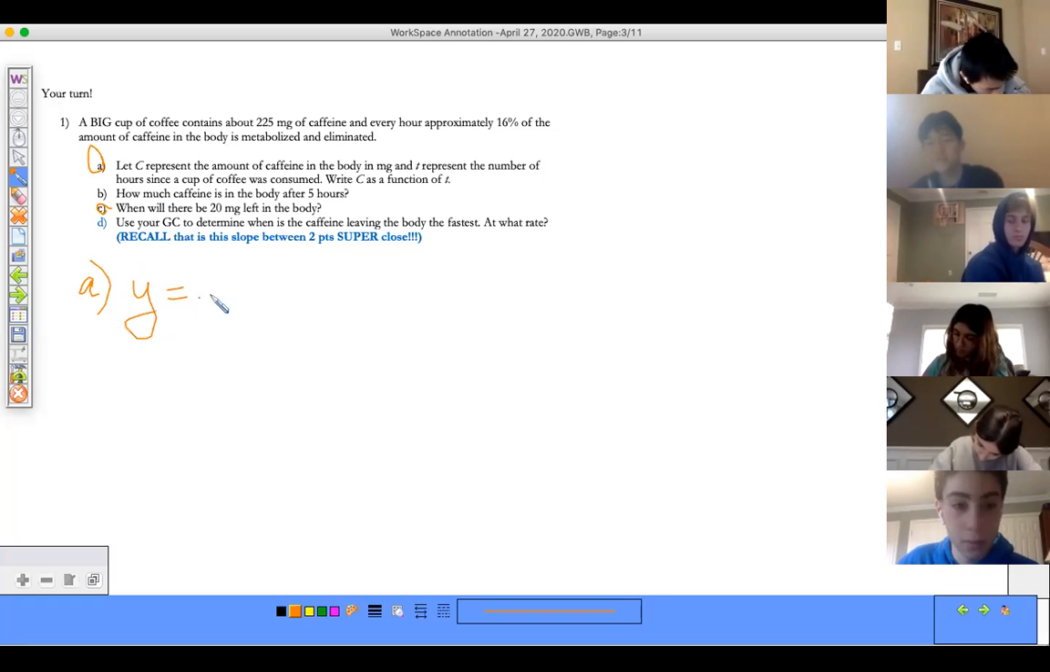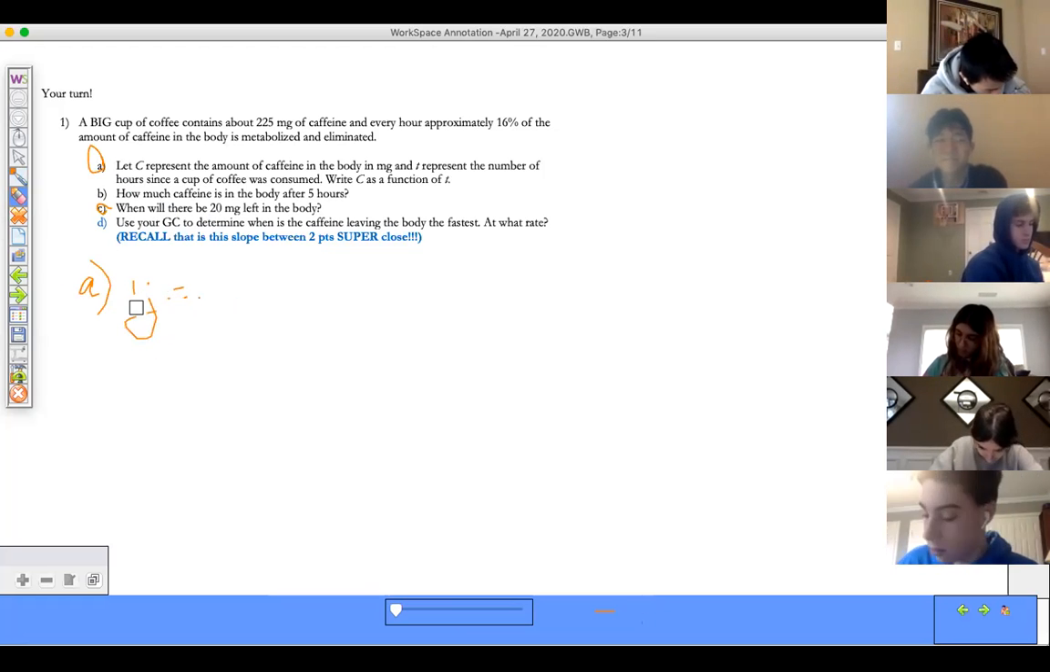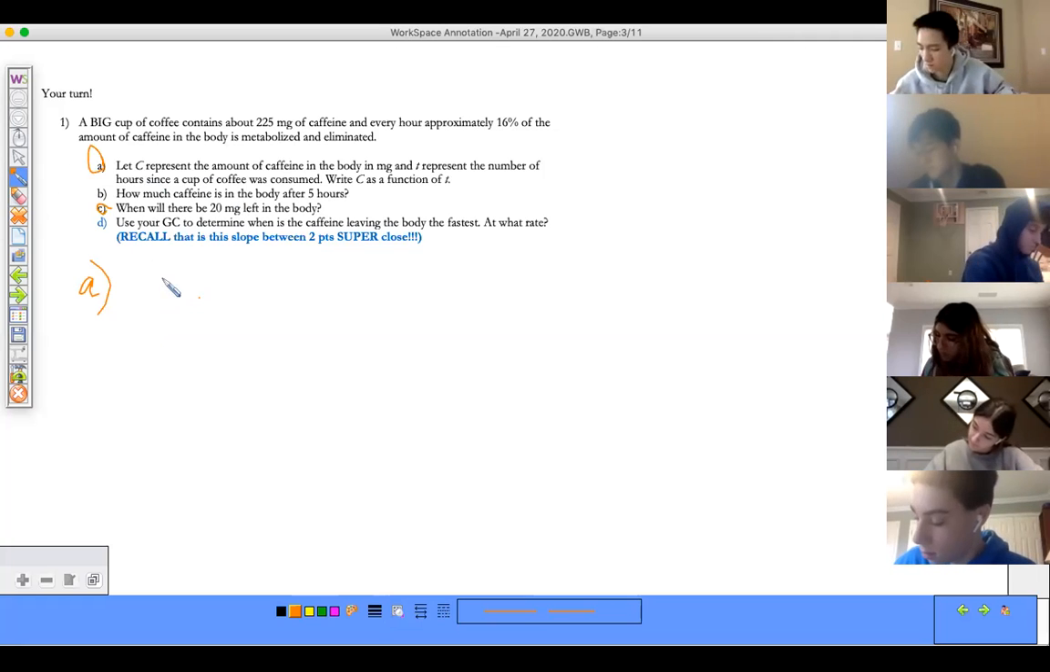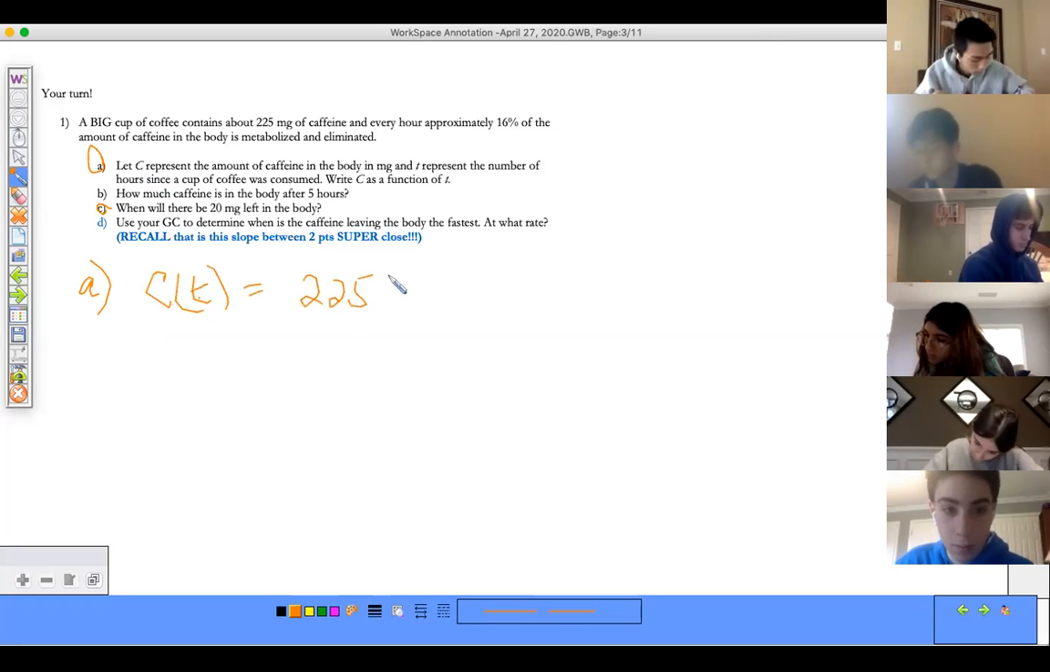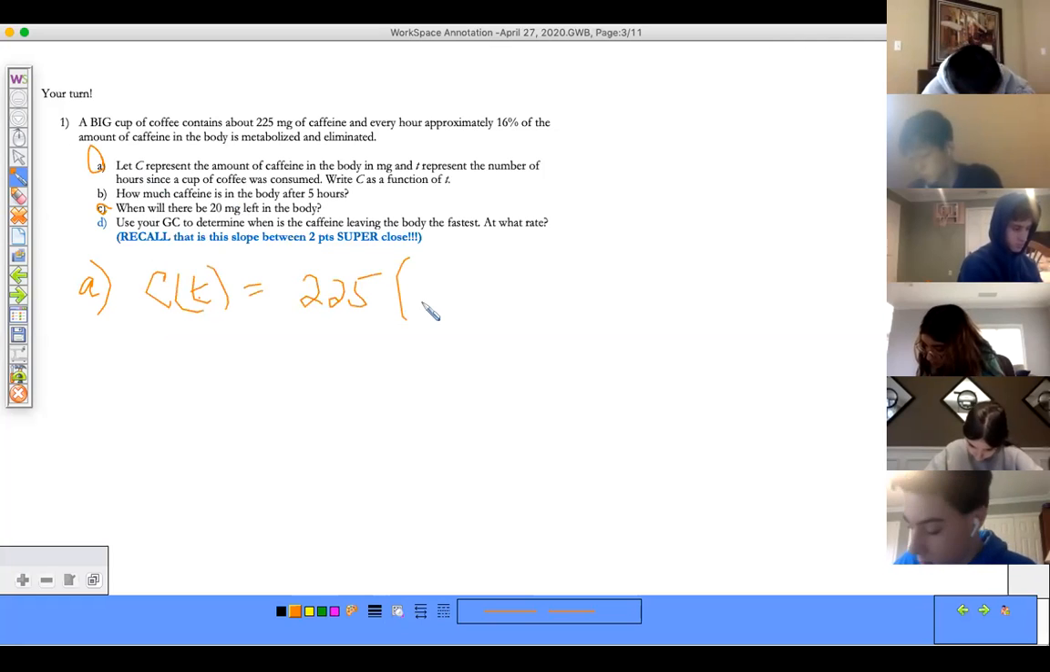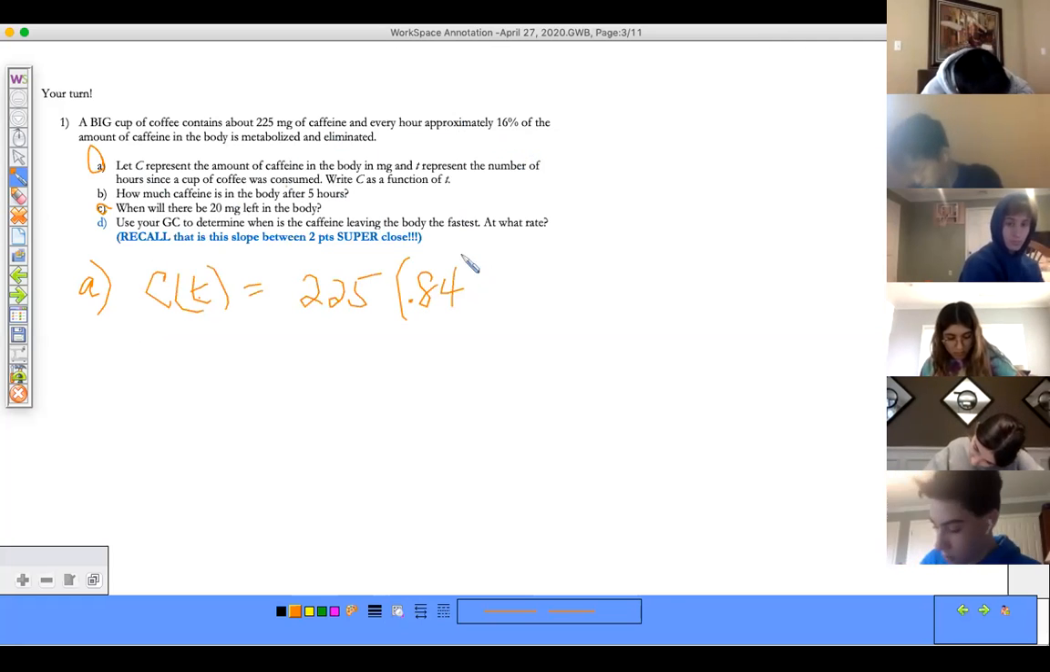It's a decay, right? And so on our function here, it's saying C of t, so we should have C of t is equal to 225 milligrams of coffee, and then what's my B, my base here? 0.84, because if you're metabolizing 16%, that means there's 84% left in the body to metabolize. Is everybody okay with that?